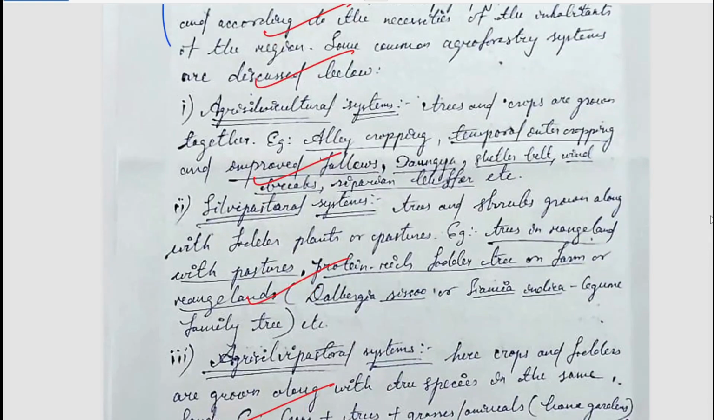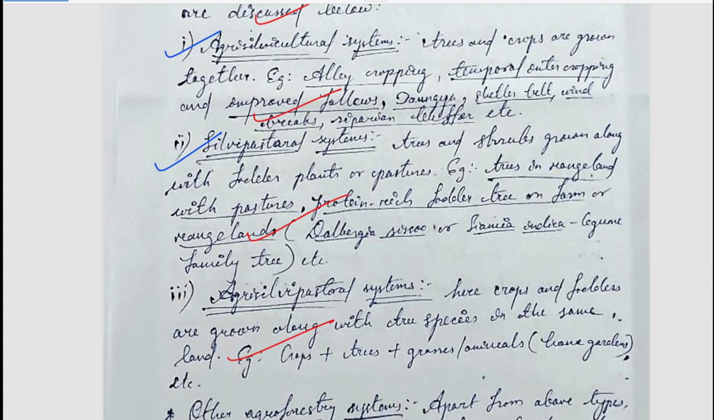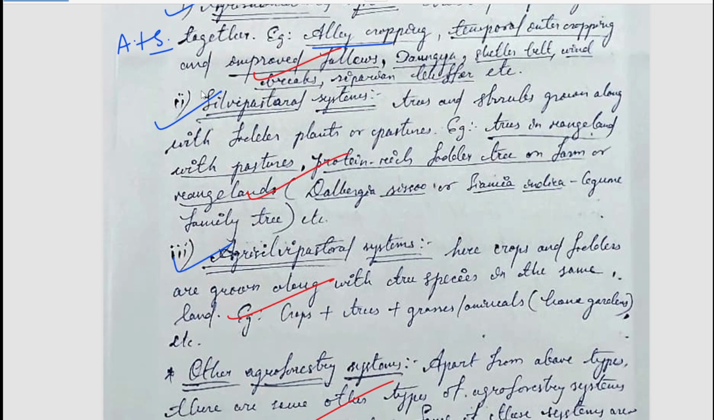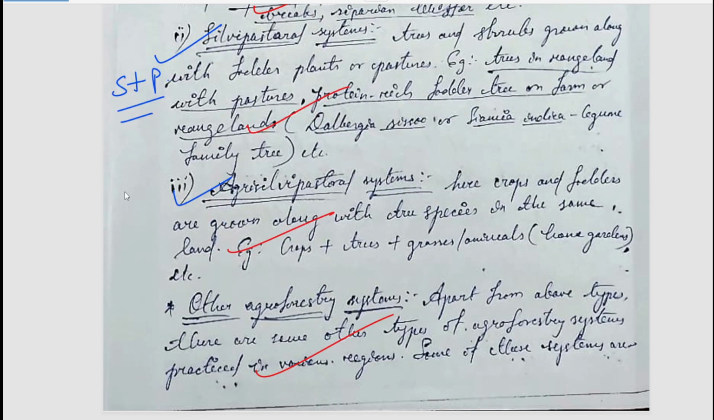Systems have been mentioned such as the agri-silvicultural system, silvipastoral system, and agri-silvipastoral system. The agri-silvicultural system is agricultural crops plus silvicultural trees, for example, alley cropping. These are examples of agri-silvi systems. Silvipastoral system means silvicultural trees plus pasture crops. Again, the agri-silvipastoral system means agricultural crops, silvicultural trees, and pastoral crops, which are used for animal feeding.